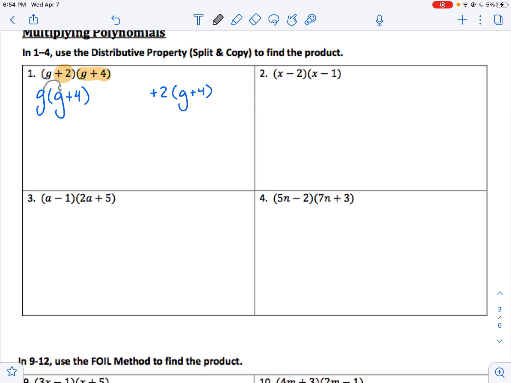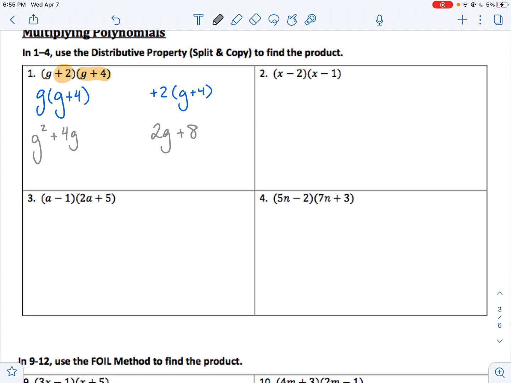So now I can distribute both parts individually to the second binomial. So I'll take g times g for g squared, g times 4 for 4g, and then 2 times g to get 2g, and 2 times 4 to get 8. Just make sure you're careful about the positive and negative sign on that second term, especially like we'll see over here, it's negative on that second one.